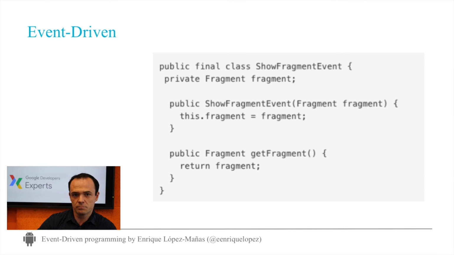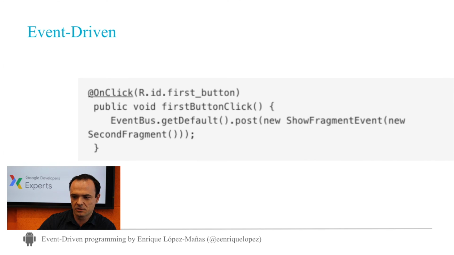And when we want to post messages, it's very easy. We see here an example of a function called first button click that is happening every time we click on a button, for example. And this function makes the event bus post an event called ShowFragmentEvent, passing as a parameter the fragment we actually want to display on the screen.